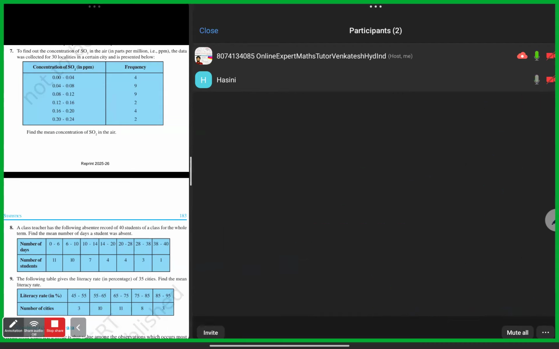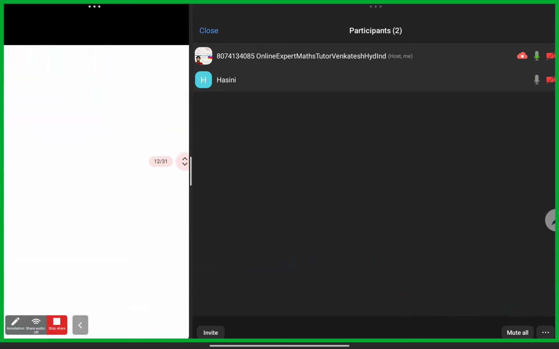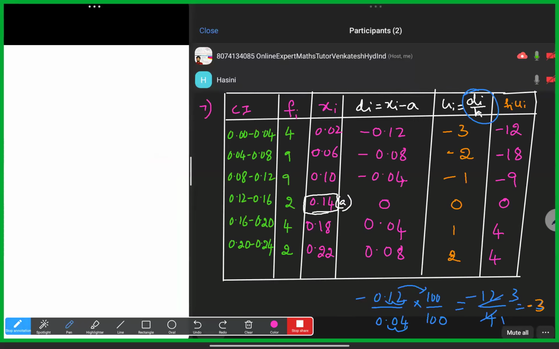So finally, we will do the mean calculation. Mean is sigma fiui divided by sigma fi. Sigma fi, there is no place here, so I'm writing it separately. If I add the sigma fi column: 4 plus 9, 13 plus 9, 22 plus 2, 24 plus 4, 28 plus 2, 30. So sigma fi is 30.